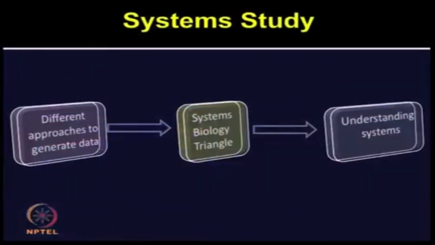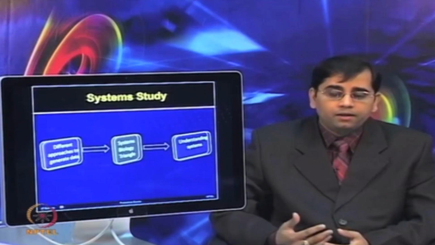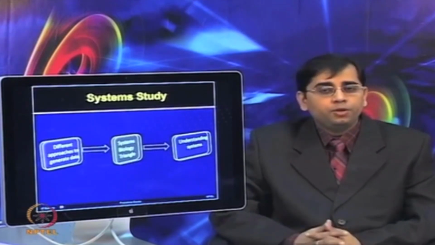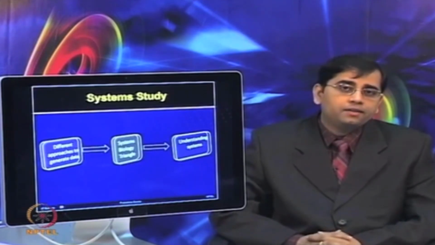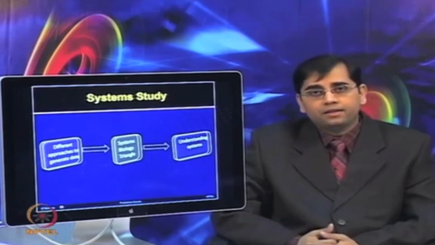First of all, one needs to understand the difference between a systems study and a component study, and this is what we have tried to emphasize in the previous slides. After generating the data set and creating the systems biology triangle, this information can be used for understanding the systems at a more complex and mechanistic level.